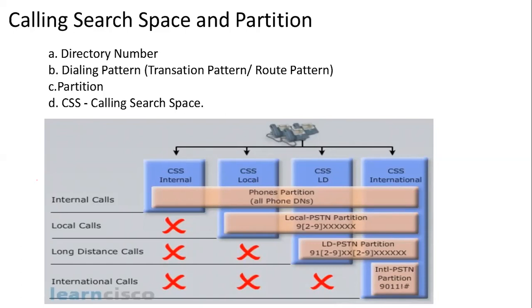There are 4 scenarios here. The first CSS is the internal calls CSS, which can only reach internal calls, all the phones within the organization. The second phone has CSS local. It can reach internal calls as well as local calls. The third CSS is the long distance CSS, where a person can reach internal calls, local calls, and the long distance PSTN. And the fourth phone contains the CSS named CSS international. This person can reach any call, any location, be it the internal phones, local, long distance, and international calls.